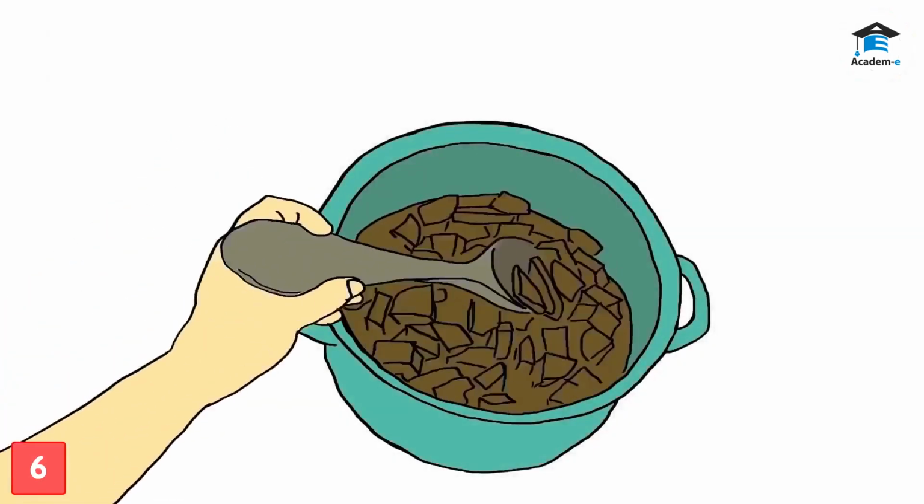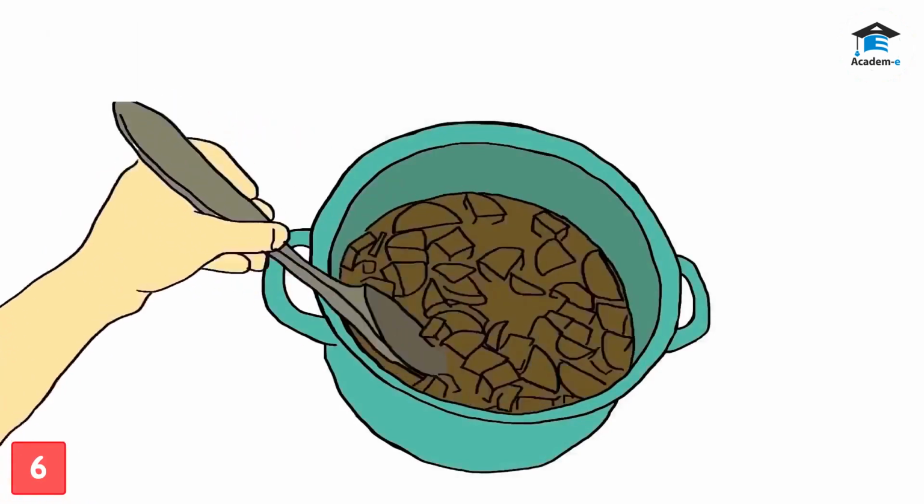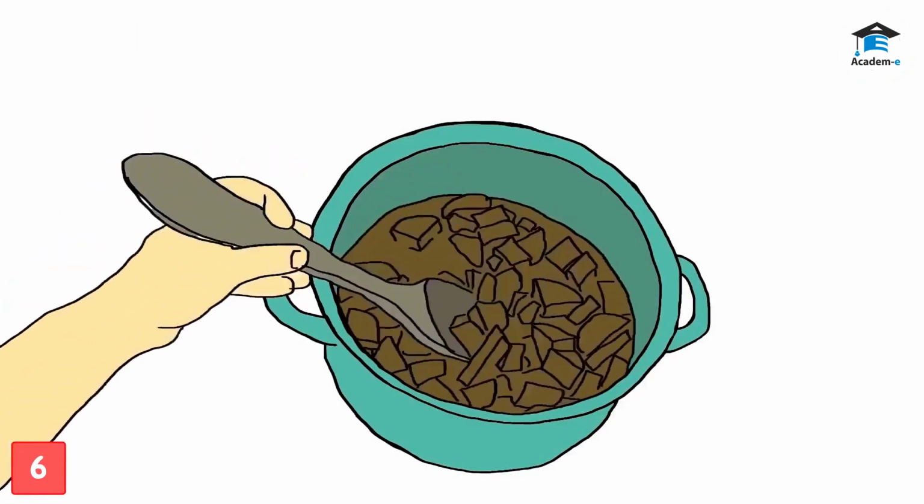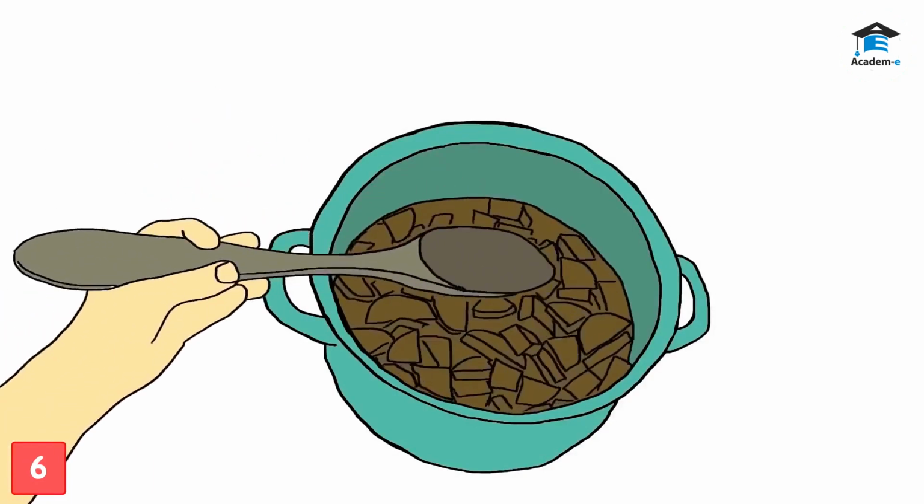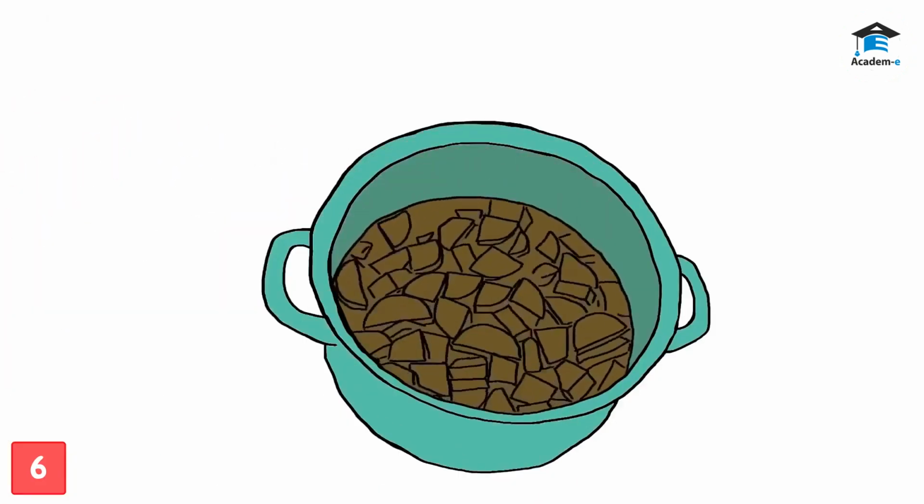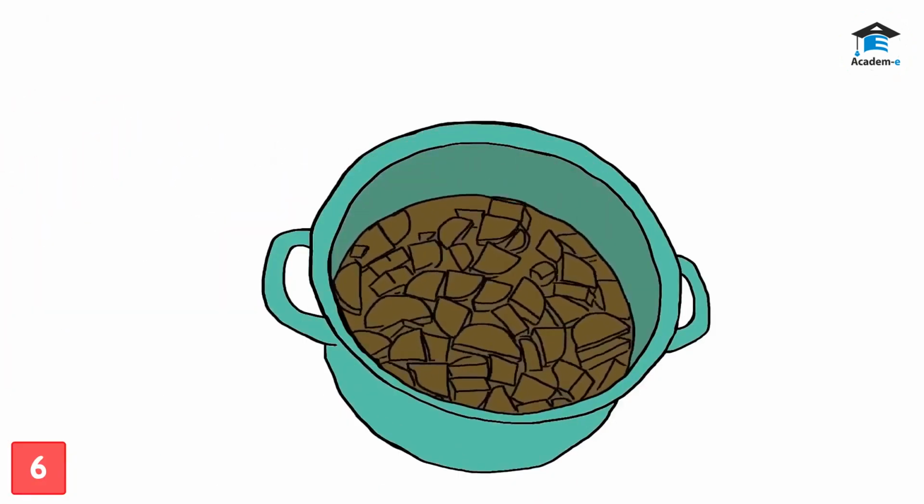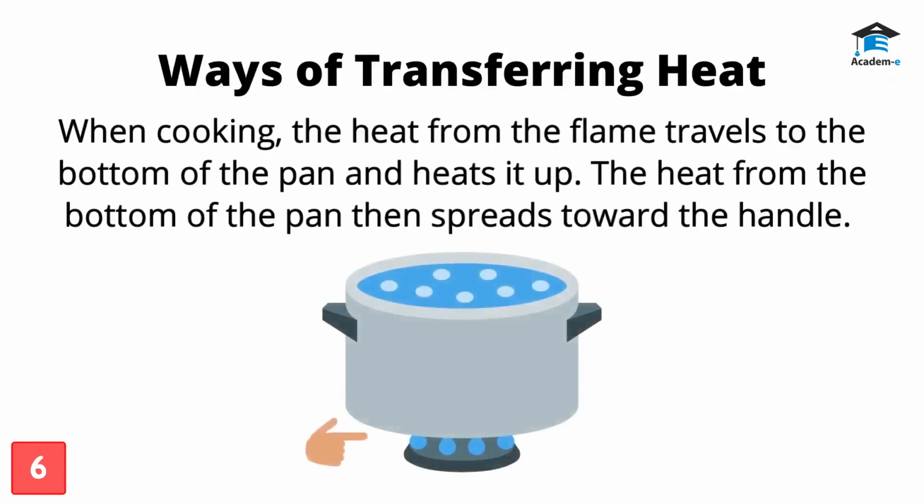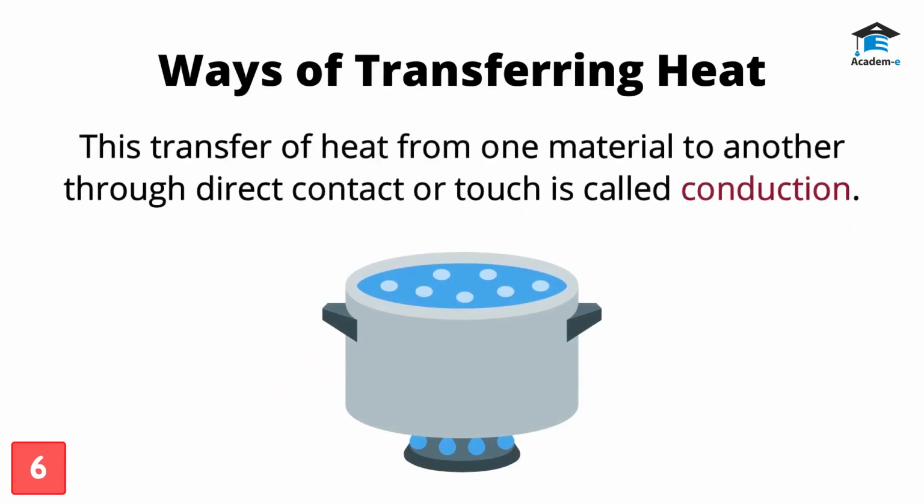Do you watch your mother or father cook? Have you seen them hold the handle of a pot using a pot holder? The handle is not in direct contact with the flame. However, your mother or father still needs to protect his or her hands when holding the handle so that they will not get burned. Why is this so? When cooking, the heat from the flame travels to the bottom of the pan and heats it up. The heat from the bottom of the pan then spreads toward the handle. This transfer of heat from one material to another through direct contact or touch is called conduction.